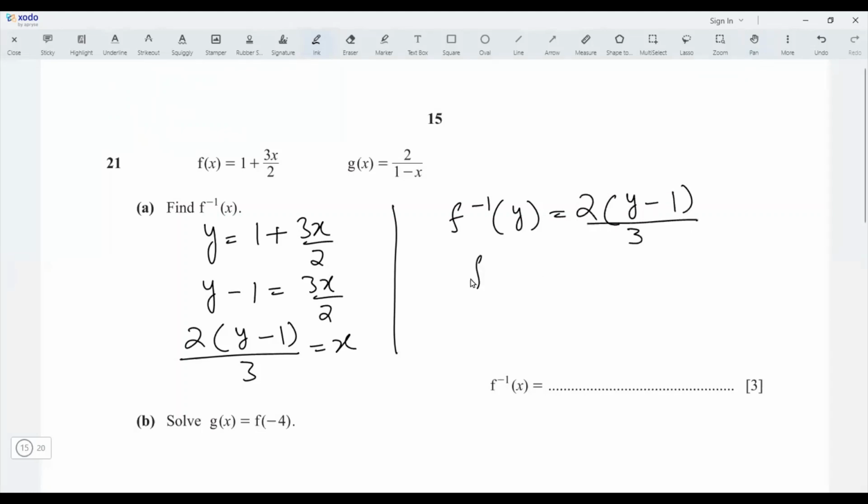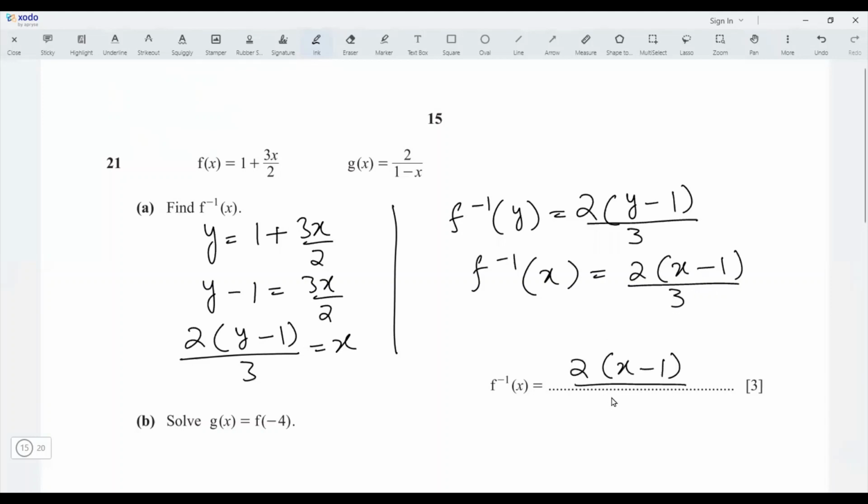Now replacing y with x, so that will be your answer: 2 times x minus 1, whole divided by 3. This is the answer for the inverse of a function f of x. So in the very next question, we have to solve g of x equals f of minus 4.